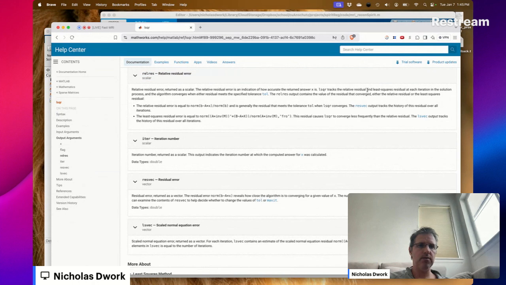LSQR tracks the relative residual and the least squares residual at each iteration in the solution. And the algorithm converges when either residual meets the specified tolerance. The relative residual error is that. And the least squares residual error is, okay. What is M here? What is B?